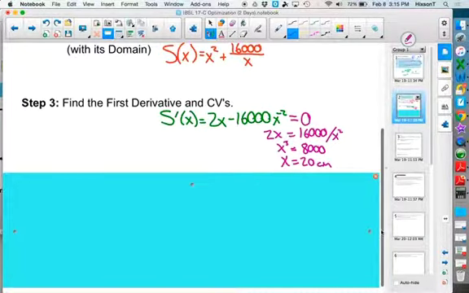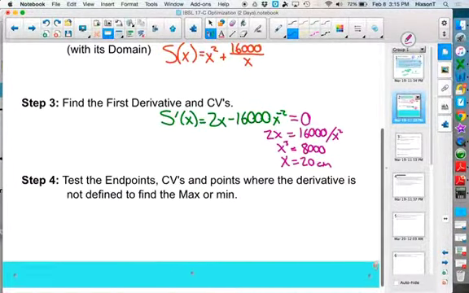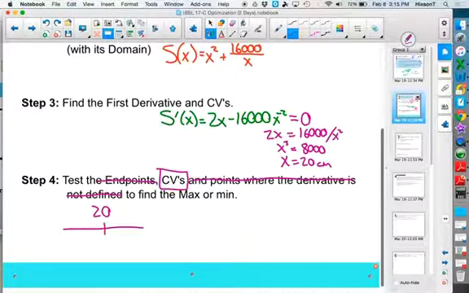But there's a way that we can prove it. We don't have endpoints to try. The points where the derivative is undefined are also where the original function's undefined, so we don't have any of those that we can really try. So really we're just trying the critical value. At 20, here's where we're going to do a sign diagram. We plug this into S prime.